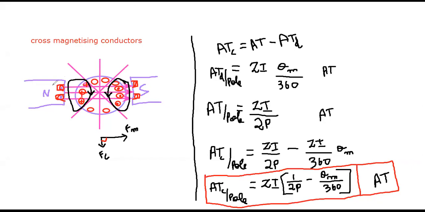So what happens is it will produce a direction of flux in the opposite direction, right? So these two fluxes will neutralize each other. And here also, the direction of flux will be cross, and here the direction of flux will be cross.